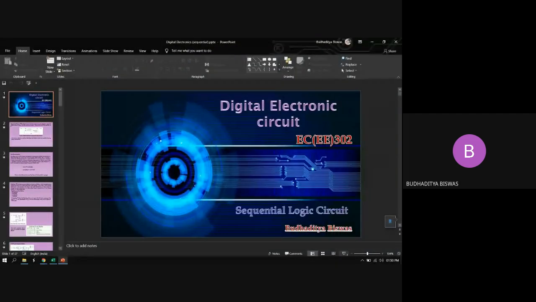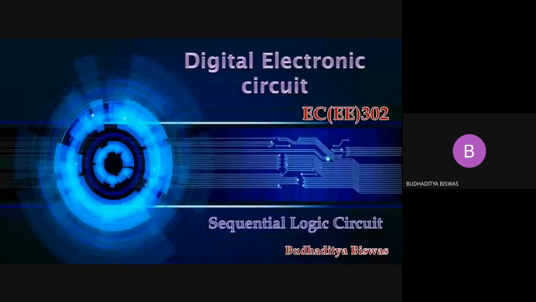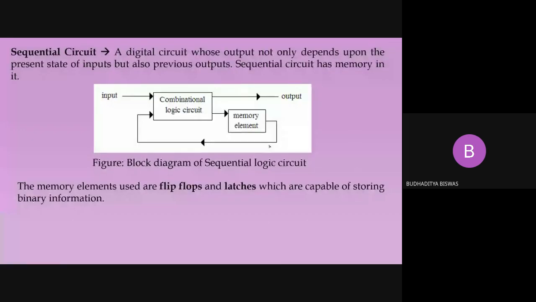স্টার্ট হয়েছে এতক্ষণে। Okay, so today we will start one new topic which is called the sequential logic circuit. Now the main difference between the sequential logic circuit and the combinational logic circuit is that in case of combinational logic circuit, the output depends only on the input. Whatever input you are giving at the present moment, the output depends only on that one.